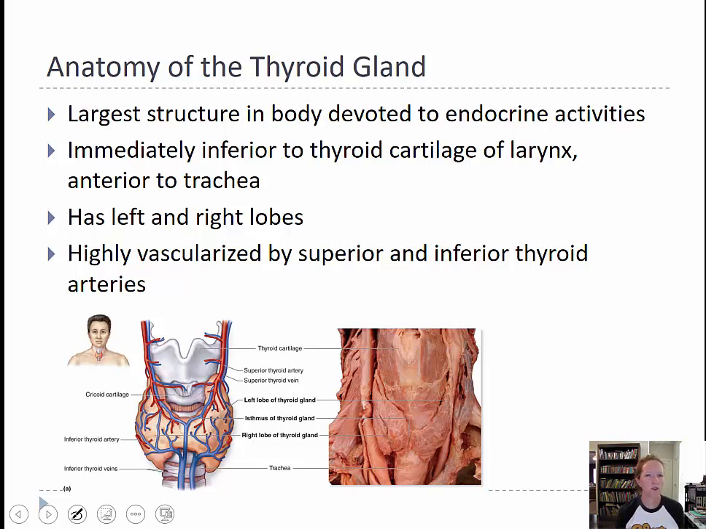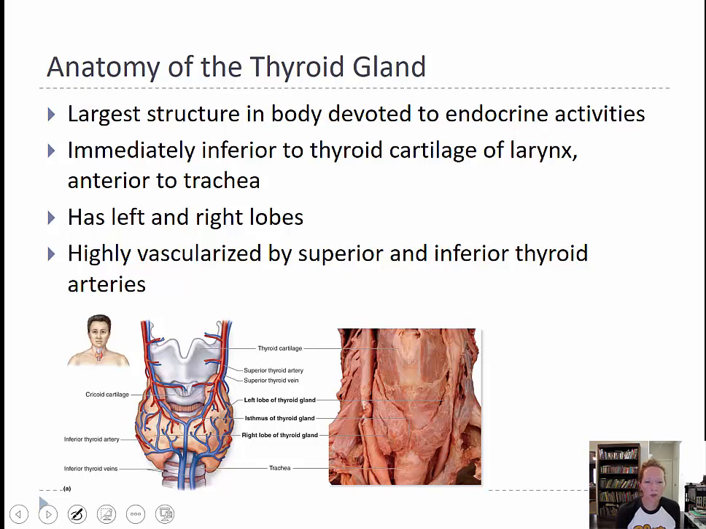Hopefully you don't feel too much, because if you feel lumps and bumps, then that might be a little bit of a problem. But that's what the doctors are for, right? Is to go in and find those little lumps and bumps. Hopefully there's nothing there.